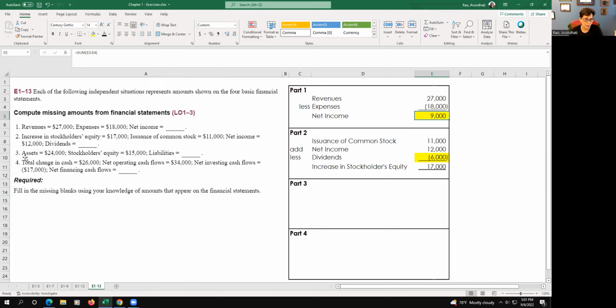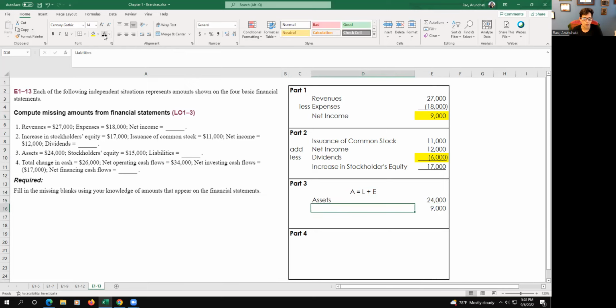The third one, again, is very easy. It's a balance sheet. Assets is 24. Stockholders' equity is 15. How much is liability? So this one, we know our balance sheet equation. Assets equals liabilities plus owner's equity. And here what we have is they've given me the assets are 24,000. They've told me my stockholders' equity is 15. So this is just a balancing number. Assets equals liabilities plus owner's equity. If assets is 24 and equity is 15, this is a plug number and it's 9,000.